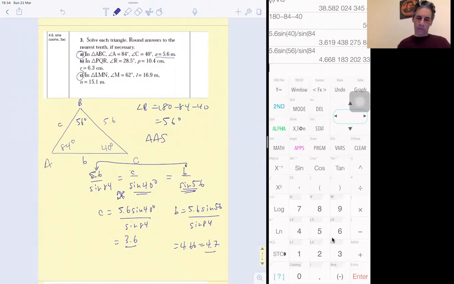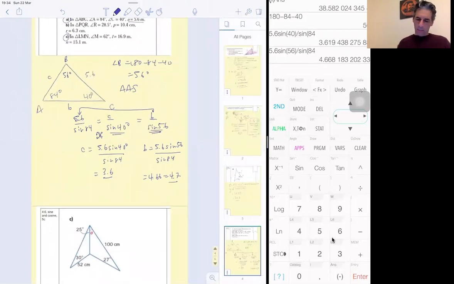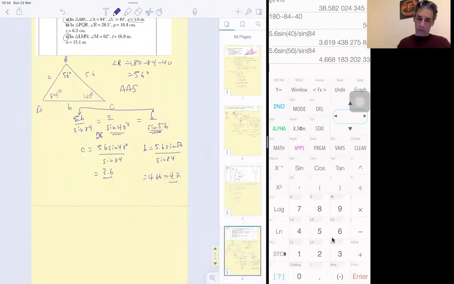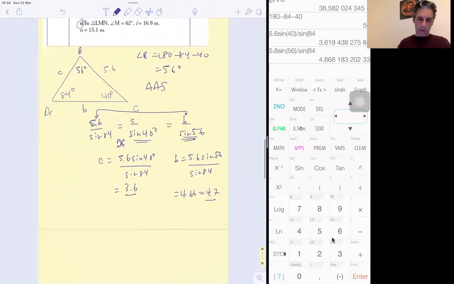Now question C is a little bit different because there you've got 2 sides and an angle. We're going to need another page for that. So let's add a page, and if we can see what we've got, we've got one angle, 62 degrees, and that's angle M. And then we're given two side lengths. So we start off with about a 62-degree angle for M.